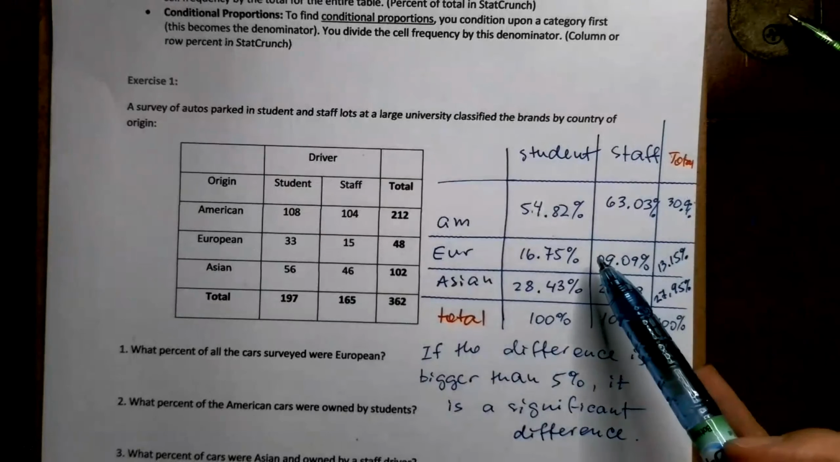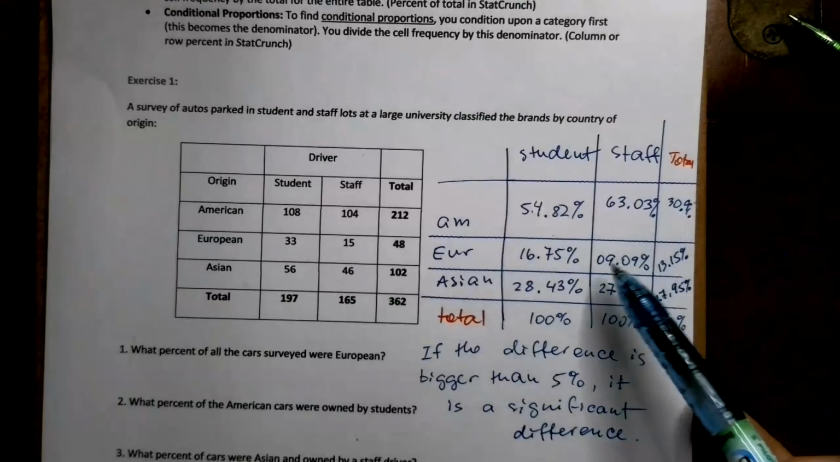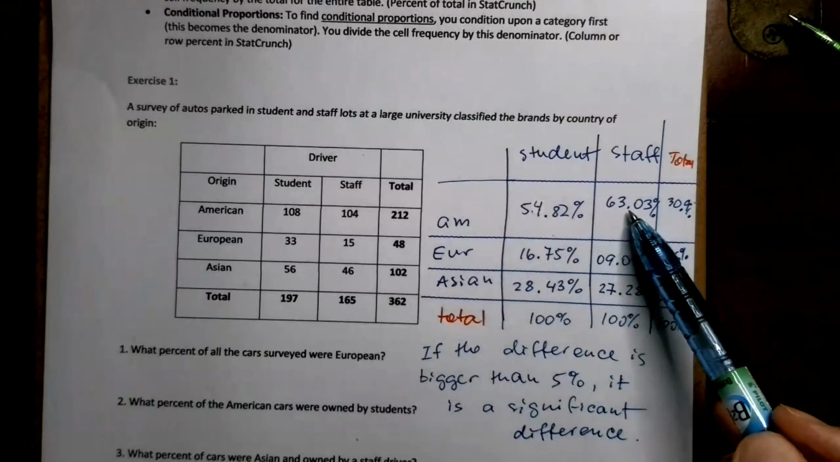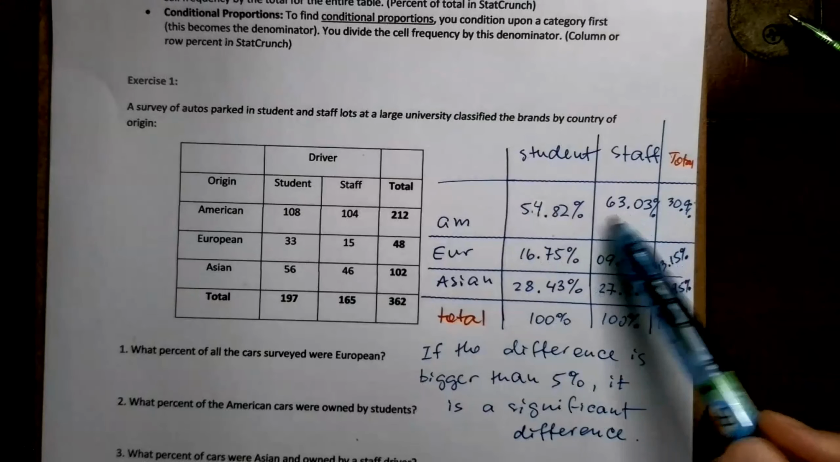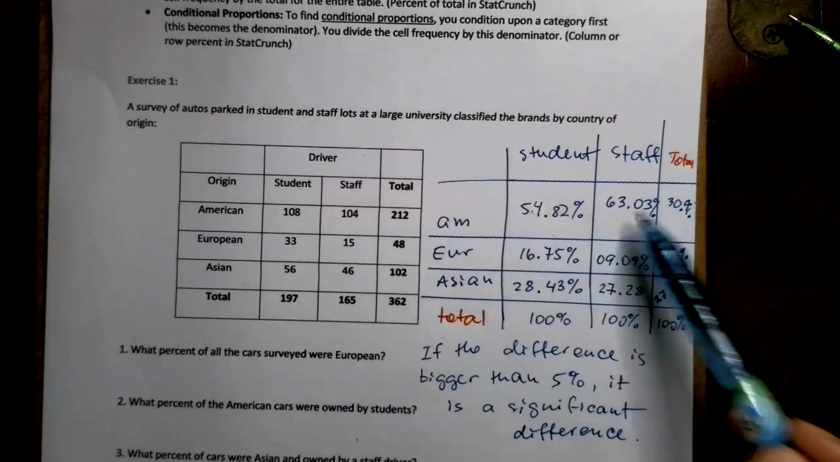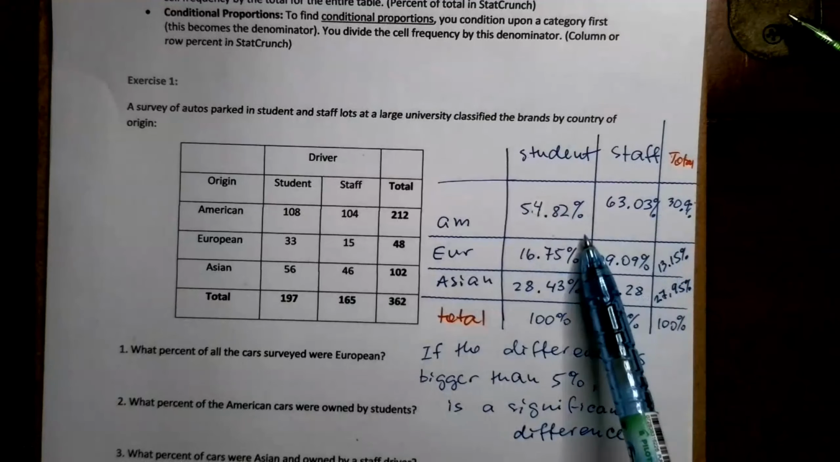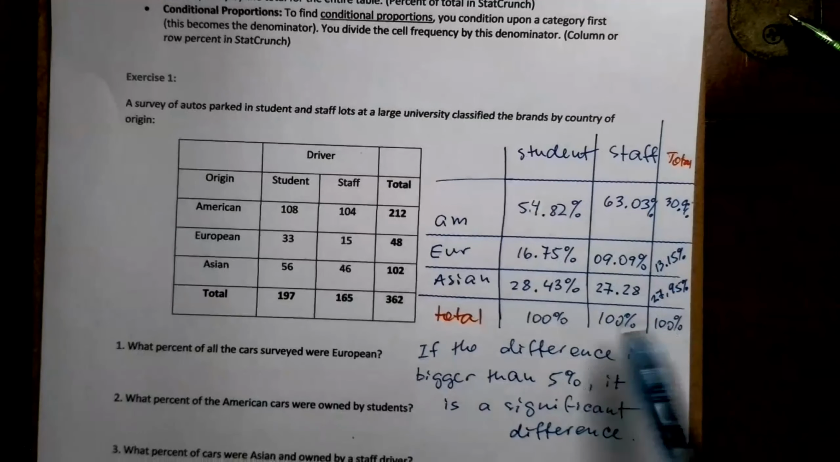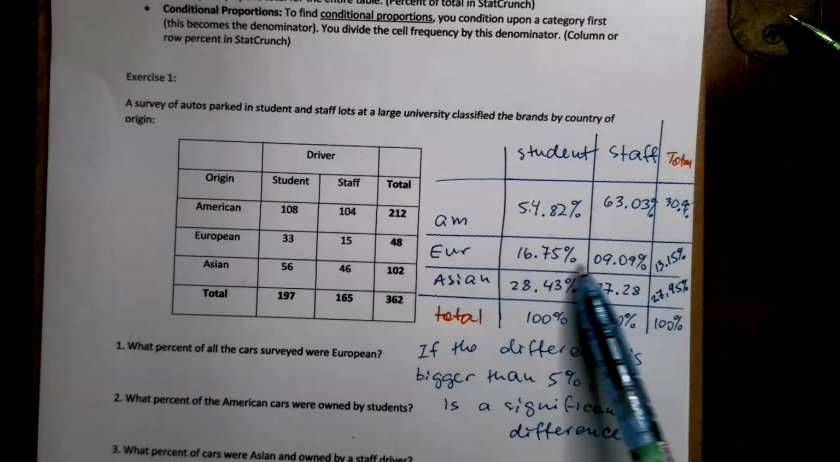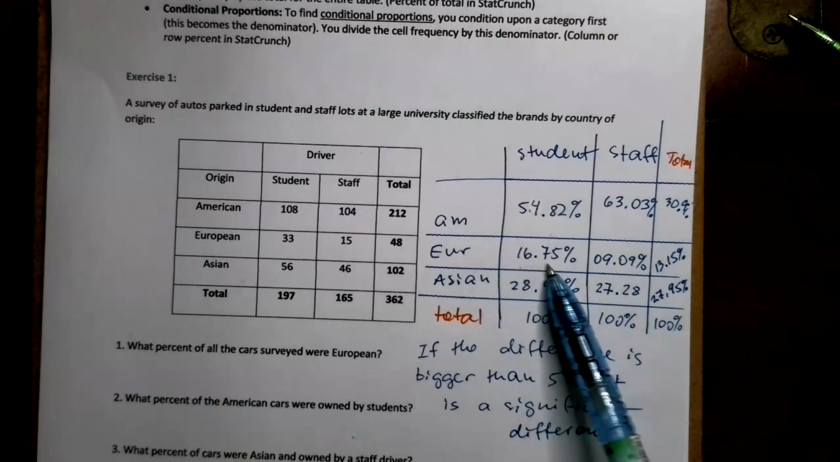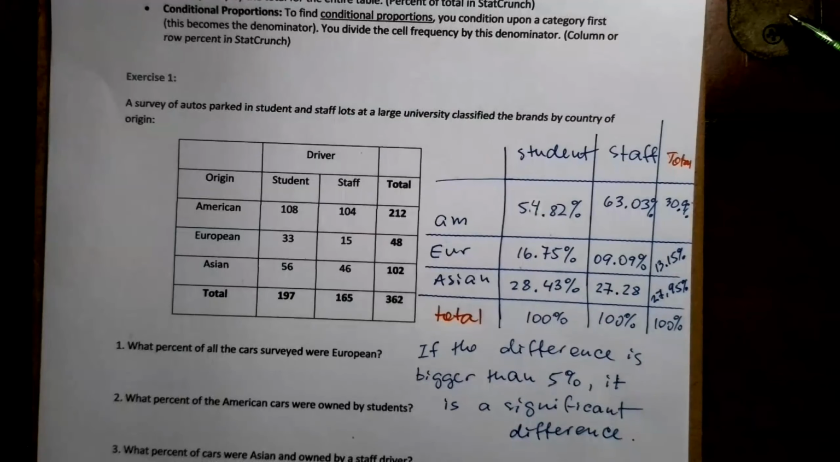Here we have a difference between 9 and 8%, less than 1%. And here the difference is about 16 minus 9, so about a 7 or 8% difference. It's greater than 5, so it is a significant difference.